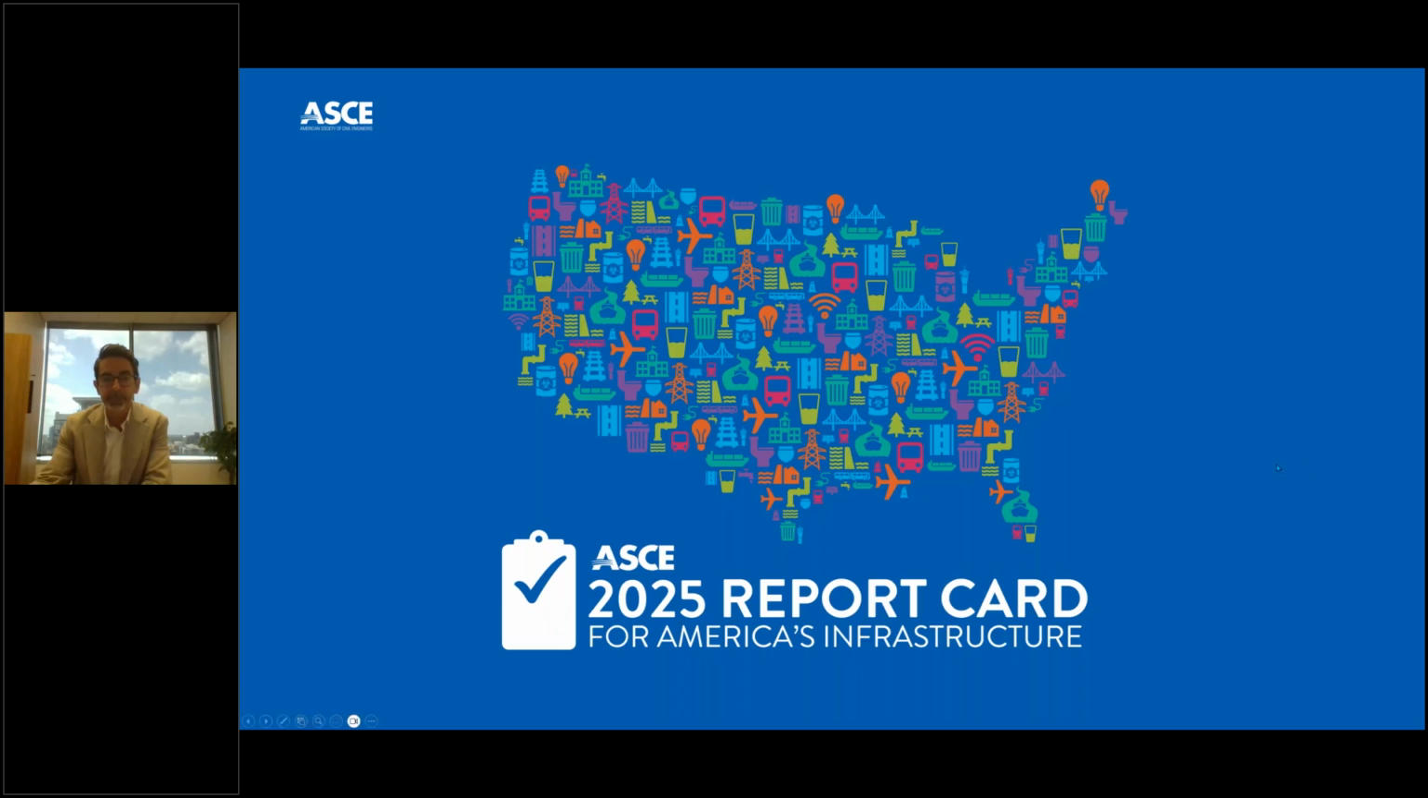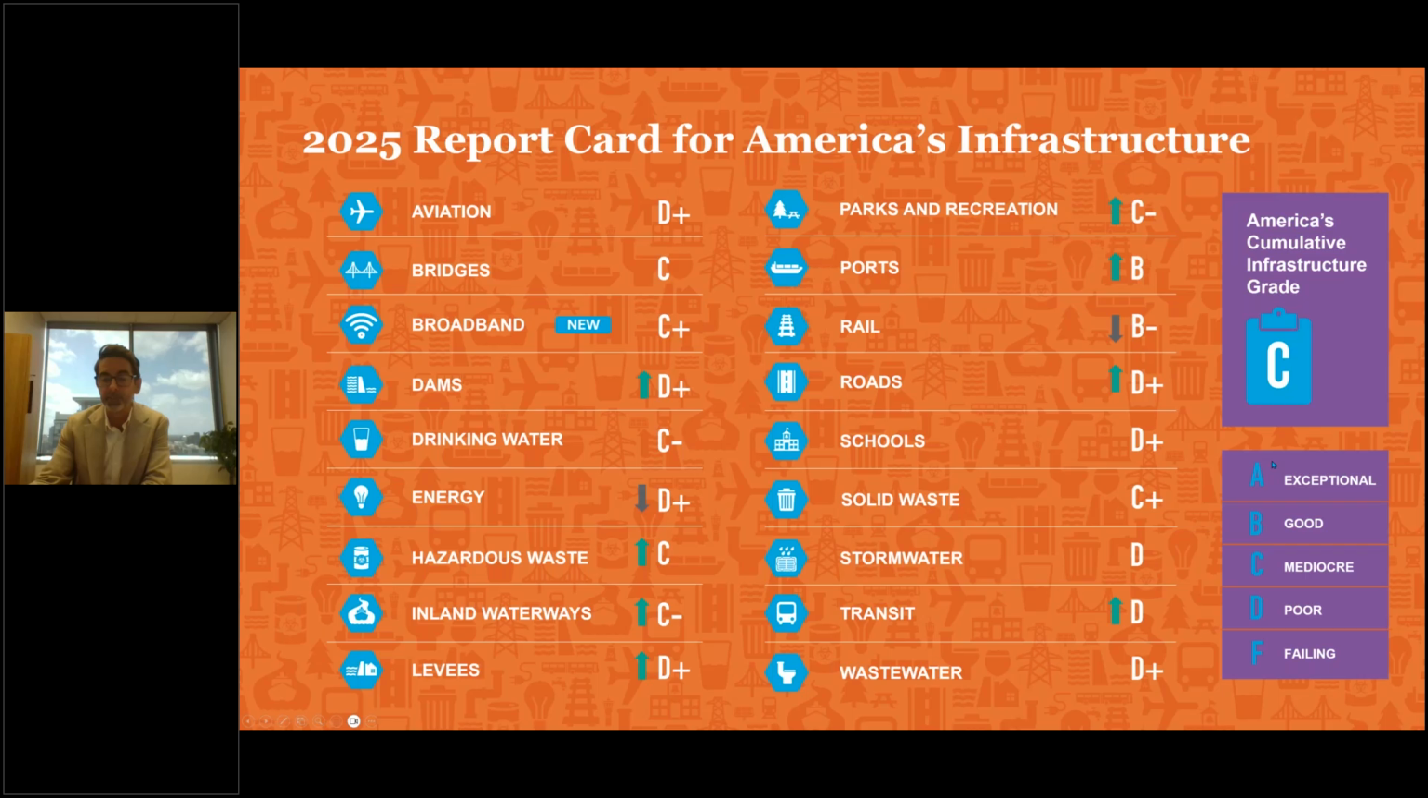Next slide, Seth, please. For the first time ever, America's cumulative GPA is a C, the highest it has ever been. And for the first time since 1998, no category received a D- grade. This GPA improves slightly from a C- in 2021, indicating we've made some progress around the margins in some infrastructure areas. In fact, grades either increased or stayed the same in 16 of our 18 categories.